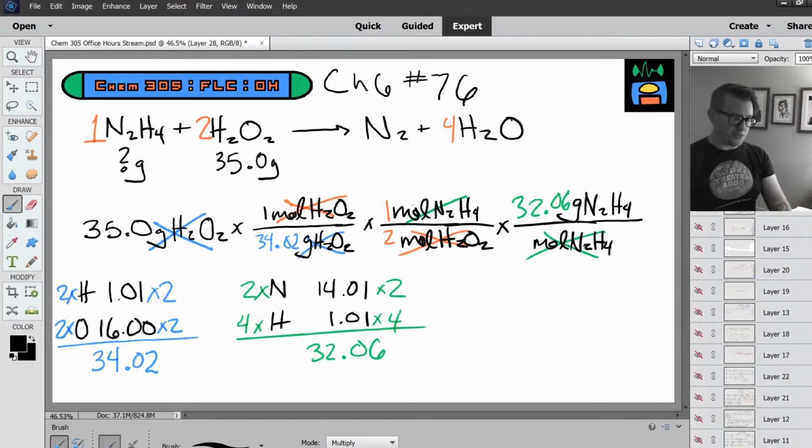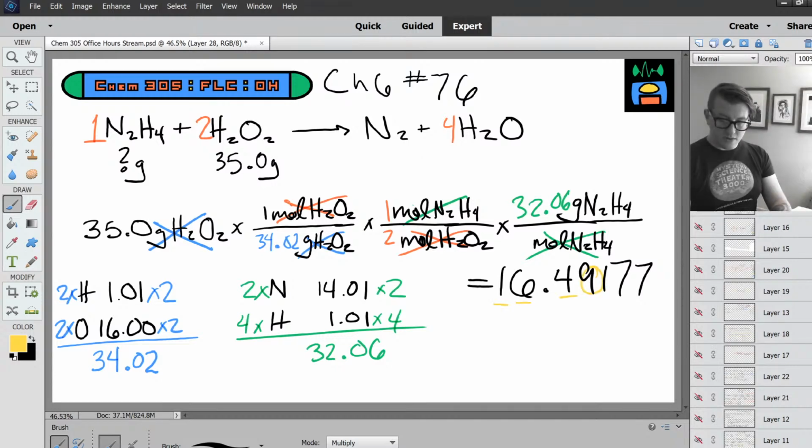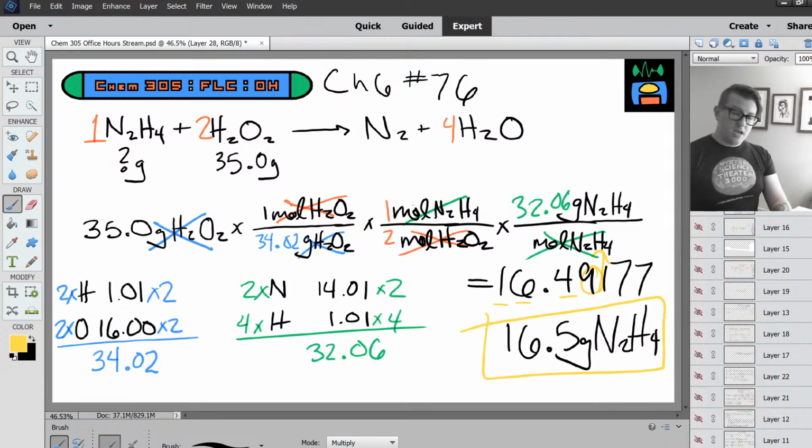Now that everything cancels, let's crunch our numbers and find out how many grams of hydrazine we need to react with 35 grams of hydrogen peroxide. 35.0 divided by 34.02 divided by 2 times 32.06. The value that I'm getting is 16.4917, but I can only keep 3 of these sig figs. The 9 will round up. So I've got 16.5 grams of hydrazine are needed to react completely with 35 grams of hydrogen peroxide.